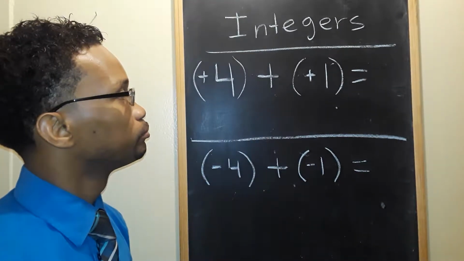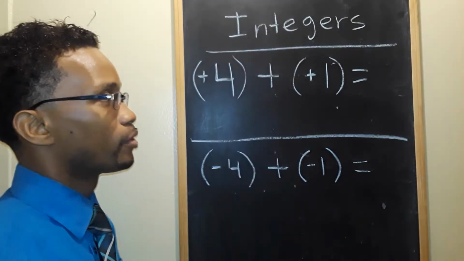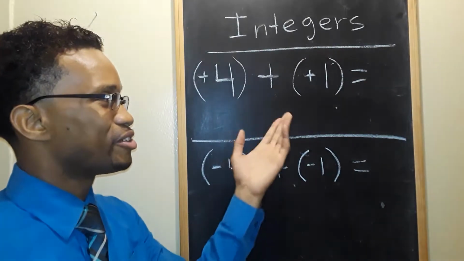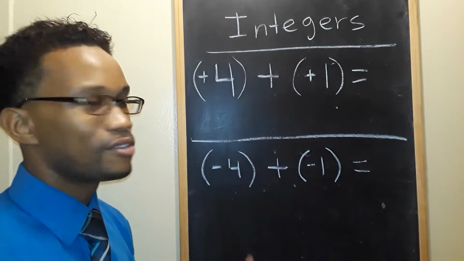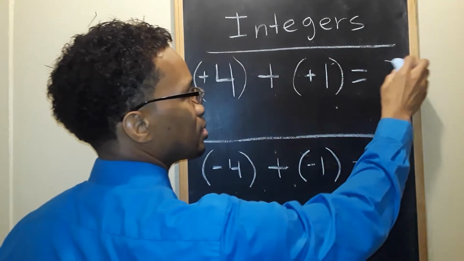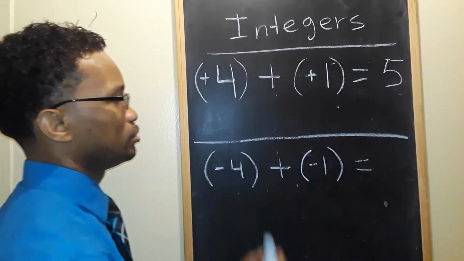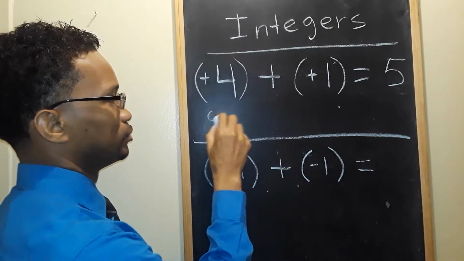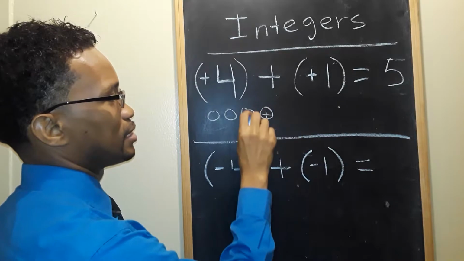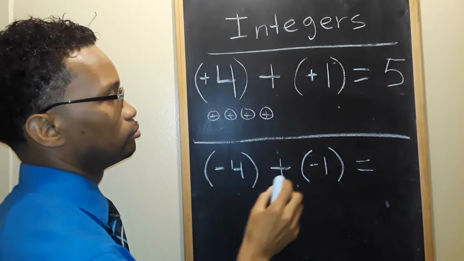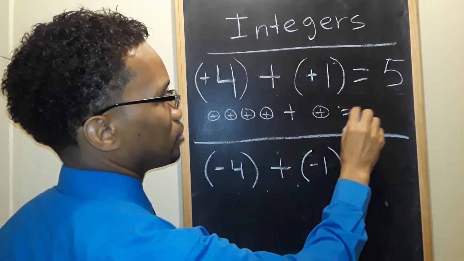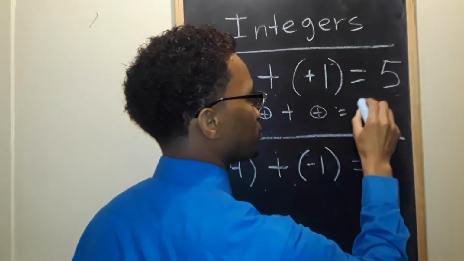The first one, we have a positive 4 plus a positive 1. This is a standard question. Basically, what is 4 plus 1? We know 4 plus 1 is simply 5. A picture helps a lot. Drawing 4 positive circles, I put a plus in each to help out, plus 1 positive circle. It will give you a total of 5 positive circles.